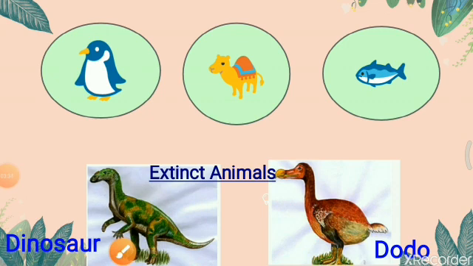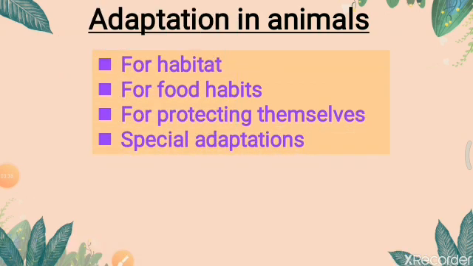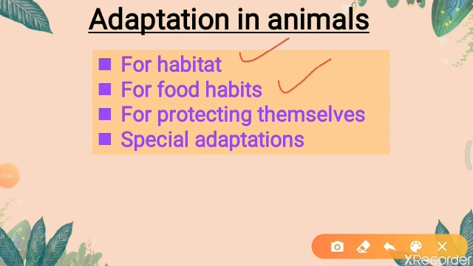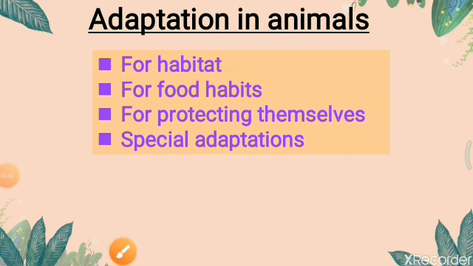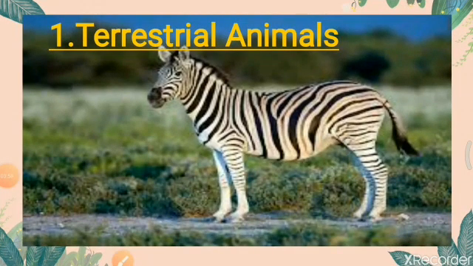Animals adapt themselves in the following ways. They adapt for habitat, for food habits, for protecting themselves, and there are special adaptations. Today we will talk about their habitat. Animals can be divided into different groups as per their habitat. Number one, terrestrial animals.